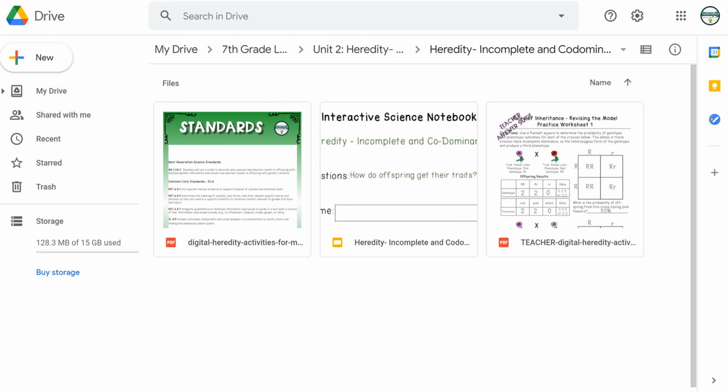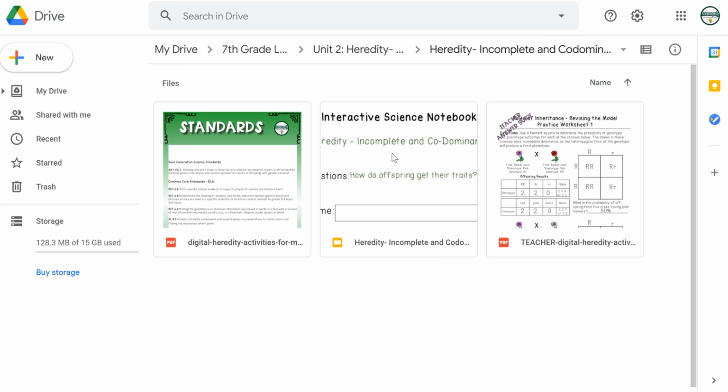Hey everyone, so I'd like to take you through the preview for the Heredity, Incomplete, and Codominant traits lesson. When you get onto the Google Drive, you'll have access to all three of these, just like on some of the other ones. So you've got a PDF here that gives you some teacher tips and things like that, and then of course the answer keys there.